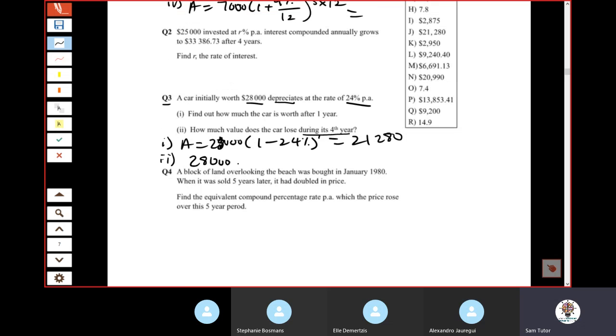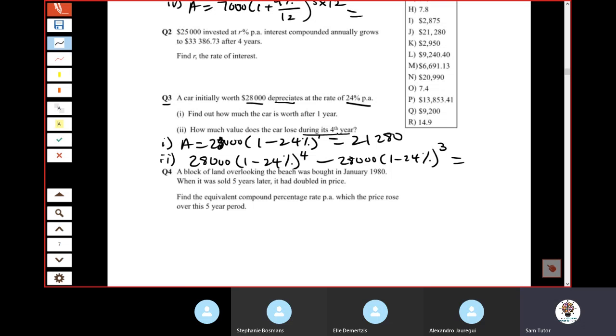So all you're going to do is go 28,000, 1 minus 24% to the power of 4. That's how much it's worth in the 4th year. Of course, minus 28,000 to the power of 3. That's how much it was worth in the 3rd year. You'll get a negative number, and the only reason you get a negative is because that's how much you actually lost during the 3rd to the 4th year, which would be the 4th year. Does that make sense? Yes.